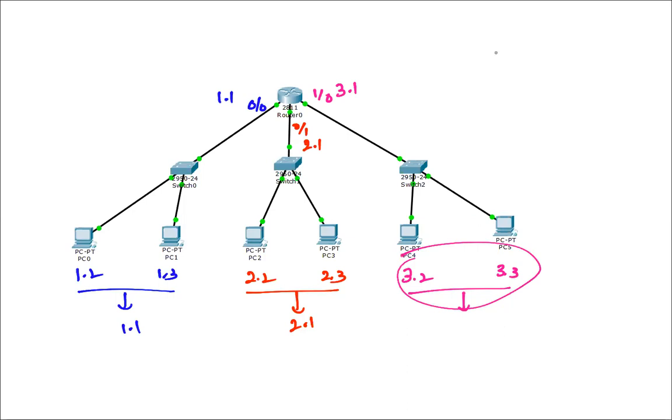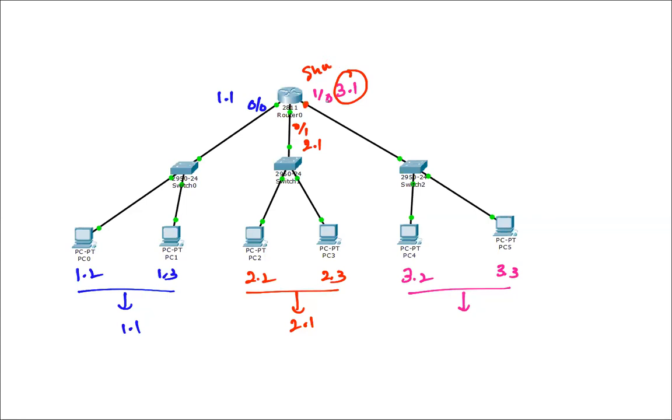I saw one person asking a question in the chat: how did this interface become green? Usually we just planned this 3.1 IP address. We haven't configured it yet, we're going to configure 3.1 now. And usually this interface would be in shutdown state, so why is it green?